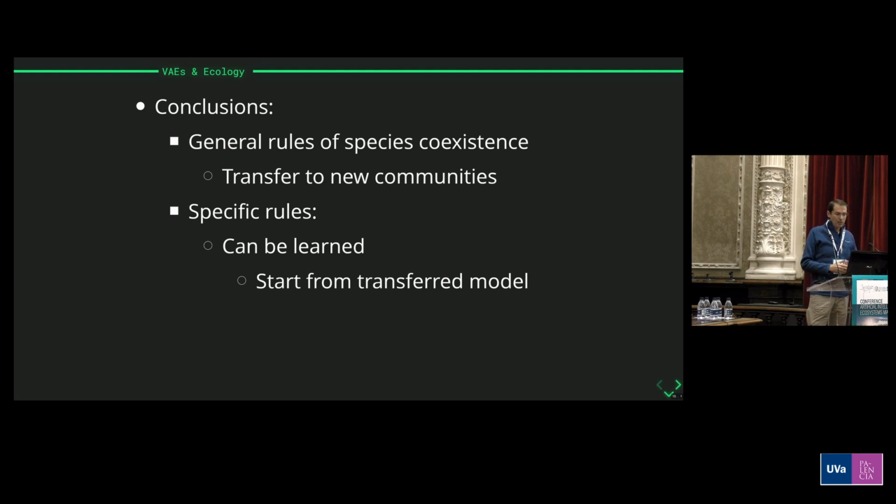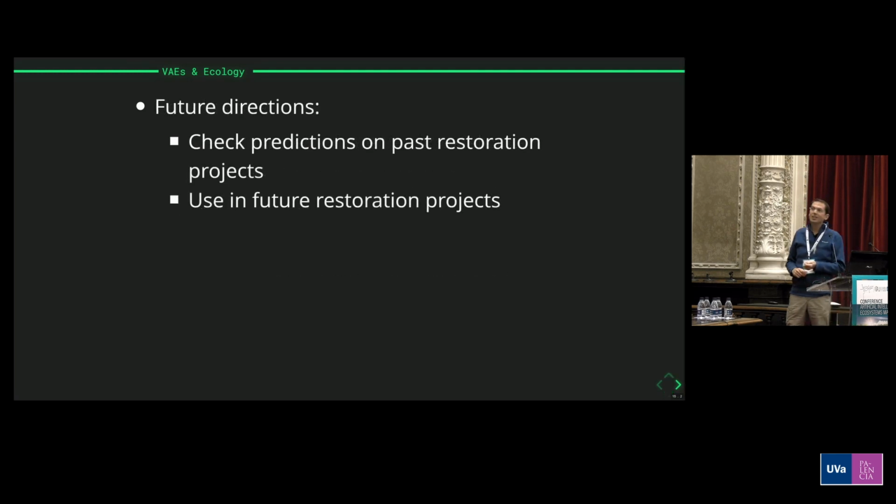We try that, it does work, and then we try it on an even more different ecosystem in Mexico, and it transfers as well. So we're quite happy about that. And now we want to check on the ground whether our predictions of what pioneer species we plant predict what species will grow next. If that is verified, and if it works, then we use it to plan future restoration projects. I think I'm out.